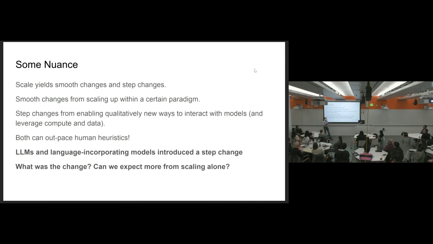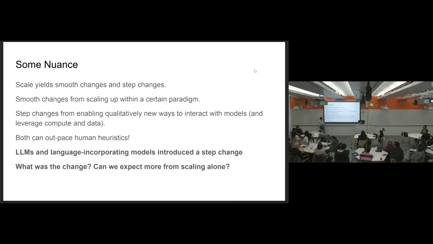And really, both of these can outpace different human heuristics, where we try to maybe enforce one inductive bias at a time or something like that. Right now, at least from where I'm sitting, what I've been seeing is that large language models, and models that more generally incorporate some amount of language, have introduced this step change in the way that machine learning and AI systems are trained and used.